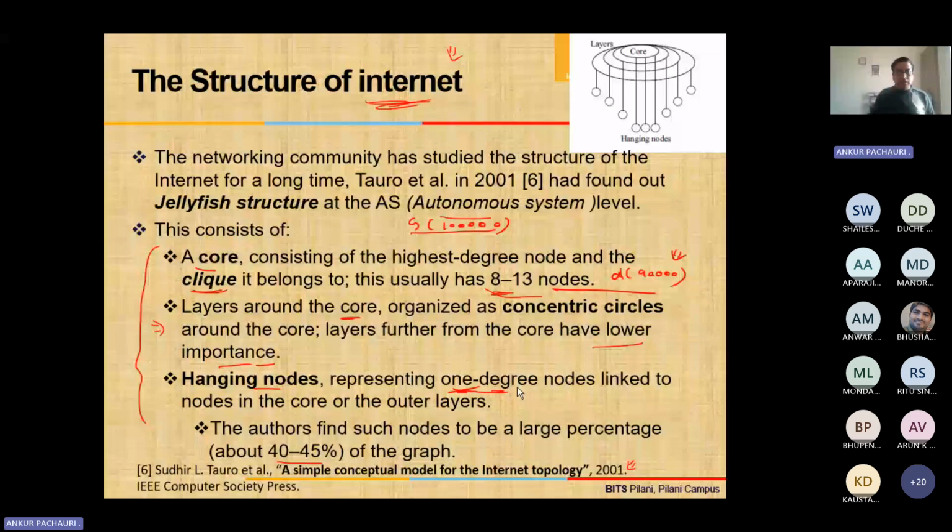Okay, so this was the structure that they identified for the internet, and they call it the jellyfish structure. So this is the structure that they propose about the internet. Questions?